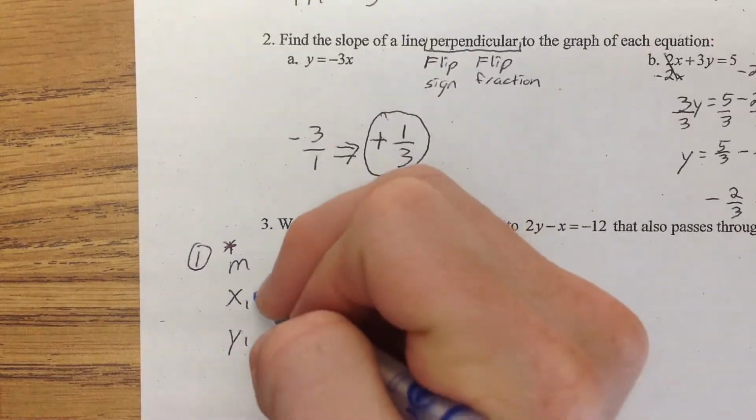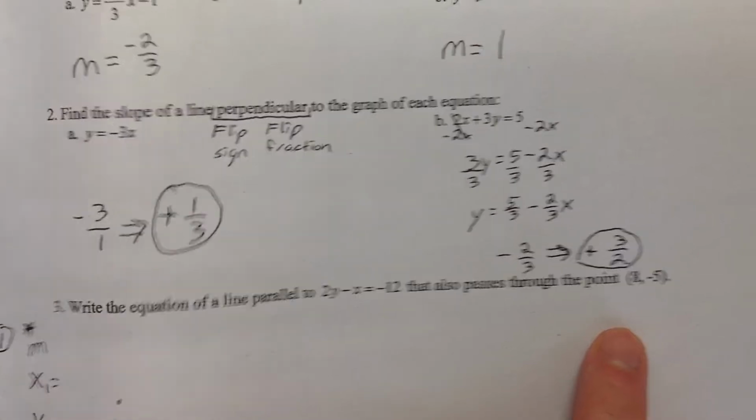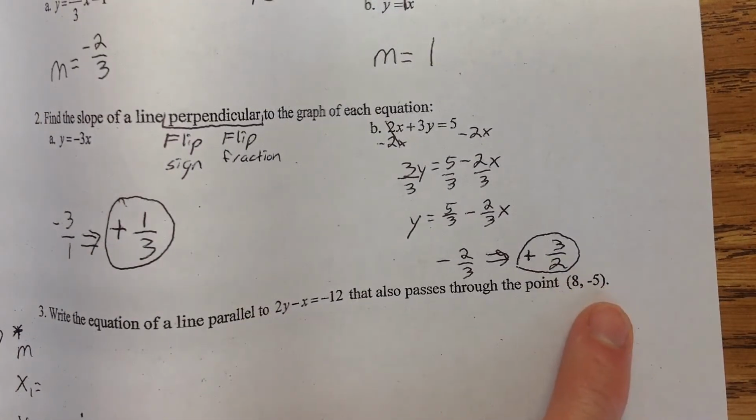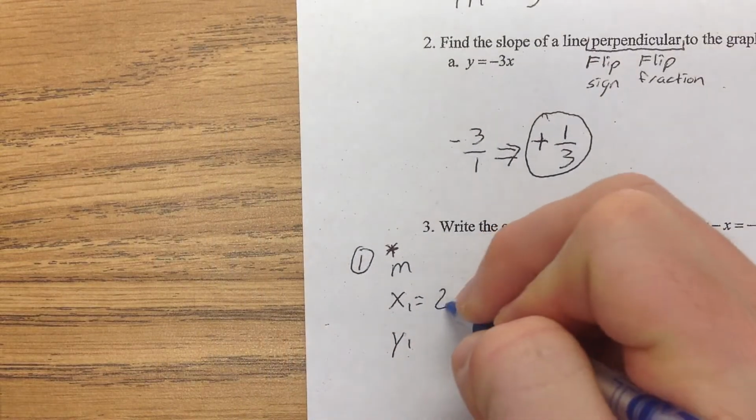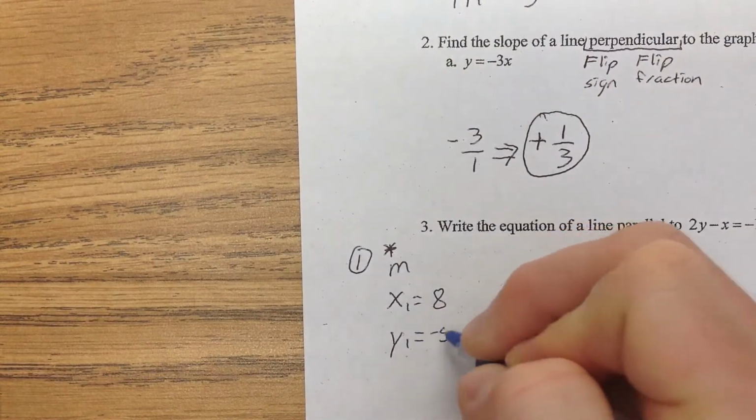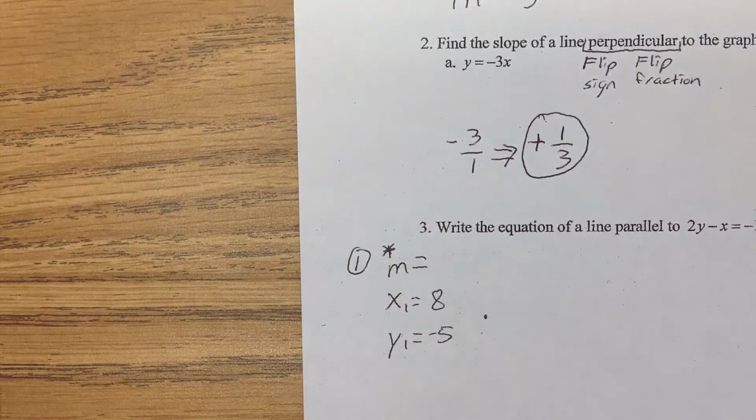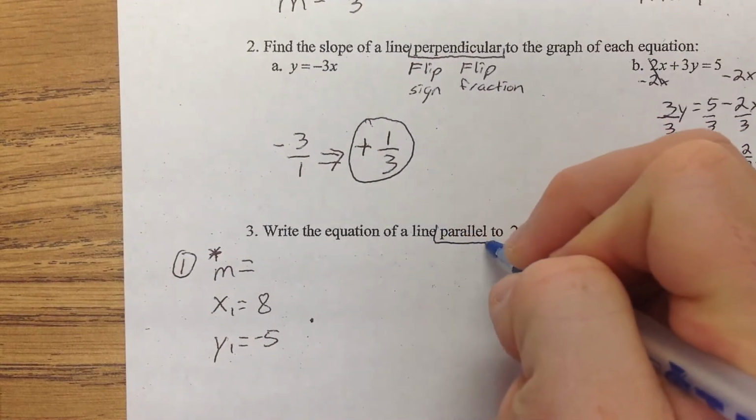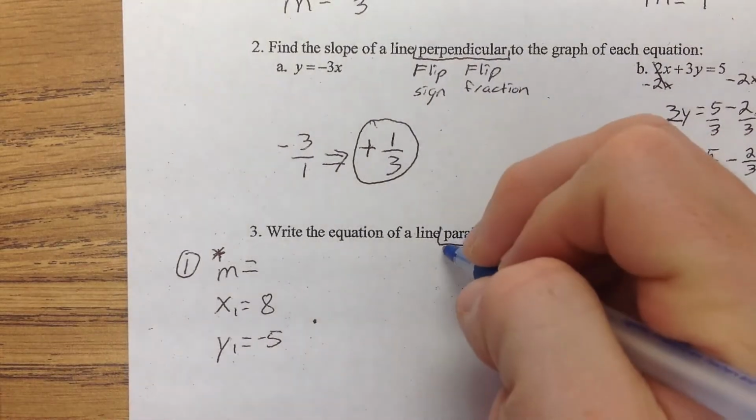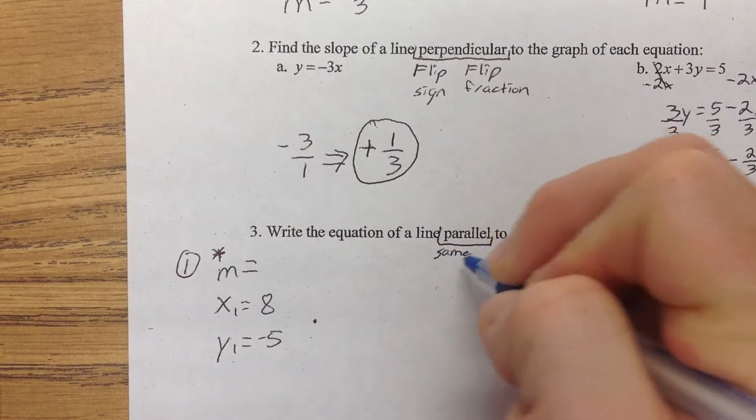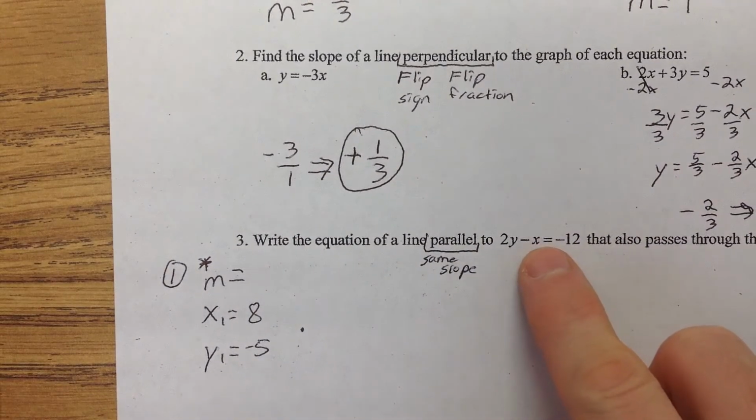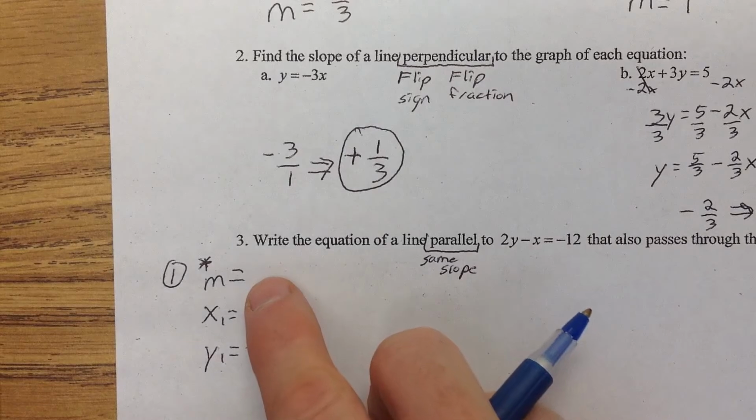So our x1 is going to be the 8 over here because the x always comes first. The y always comes second. So our x1 is going to be 8. Our y1 is going to be negative 5. Now our m, we're going to find based on what we know about parallel lines, which is that they have the same slope. So when we find the slope of this line, that will give us the slope that we can use for this new line that we're going to be creating.